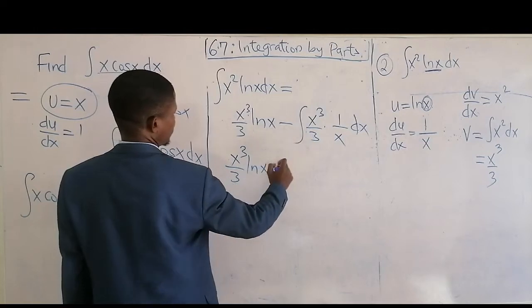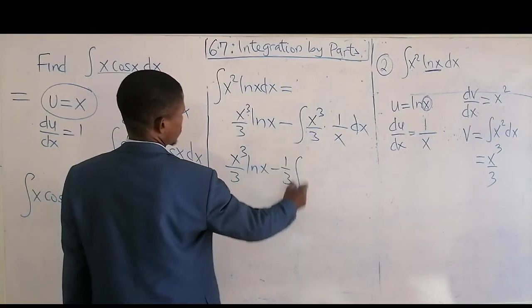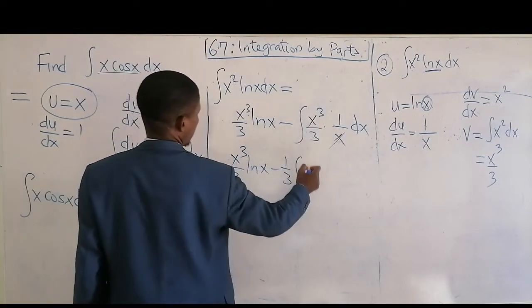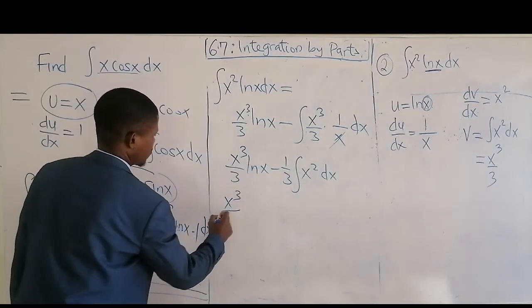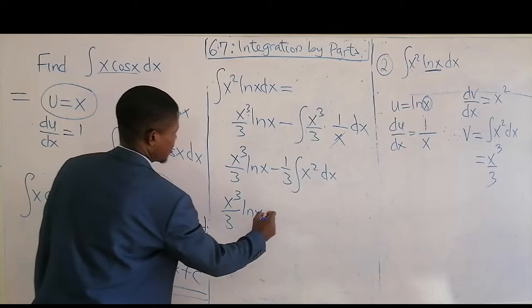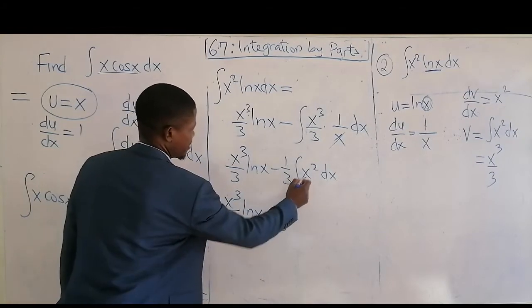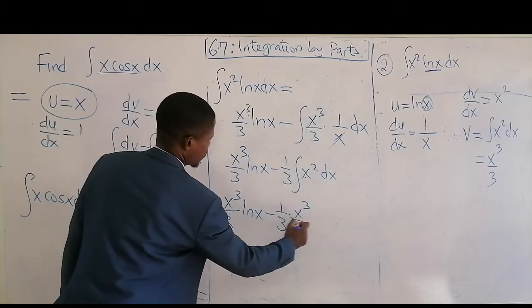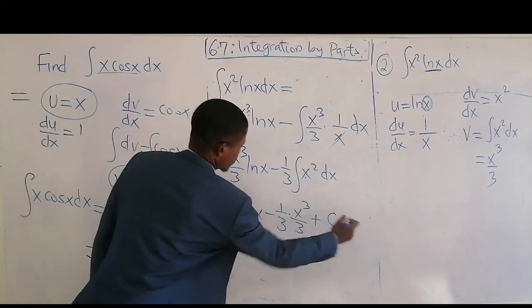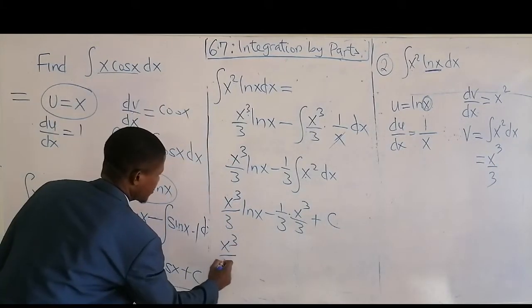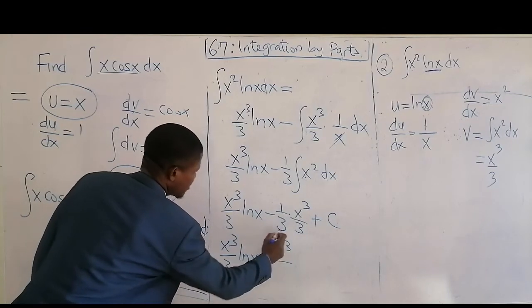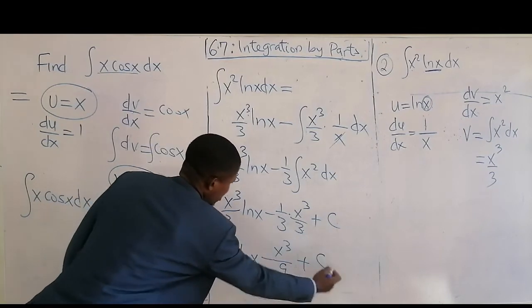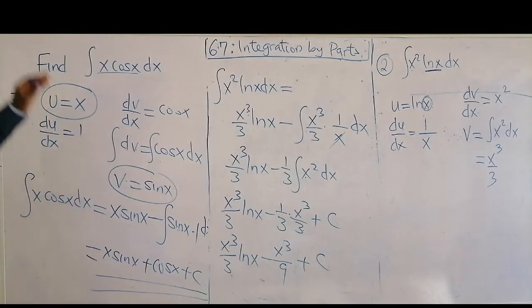This 3 can come outside the integration. Then we have this, we cancel, we have x squared dx. So finally, we have this one over this, ln x, then minus 1 over 3. The integral of this is what? It is x cubed over 3, then plus c. So we have x cubed over 3 ln x, then minus x cubed over 3 times 3, that's 9, plus c. So that's that on that.